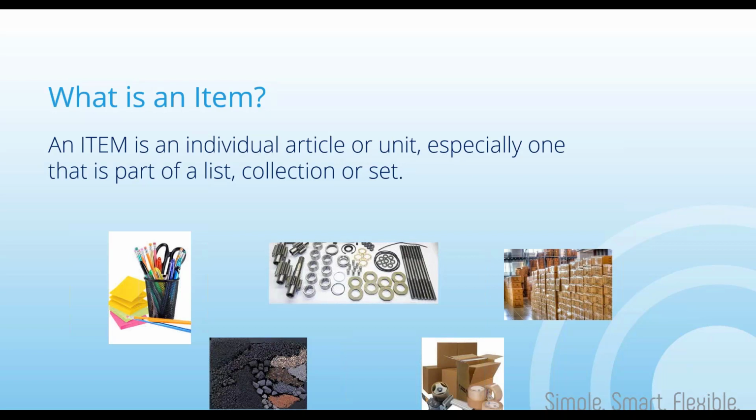Items are typically produced or ordered, stocked, and then sold by your business. Some alternative words used in lieu of item would be things like part number, SKU, component, etc. And common examples of items include things like office supplies, repair parts, raw materials, finished goods, and packaging materials.